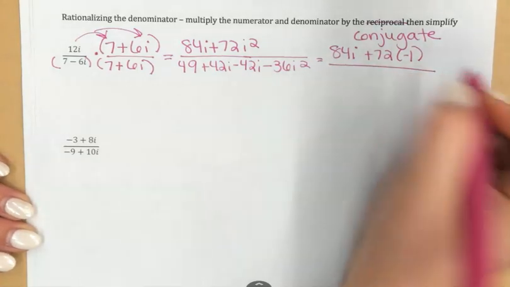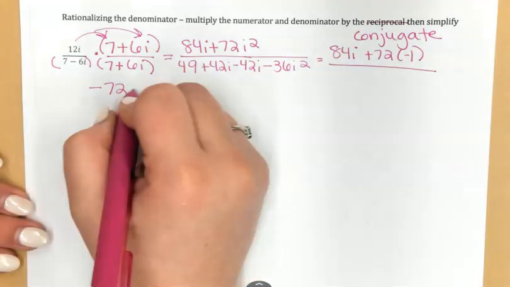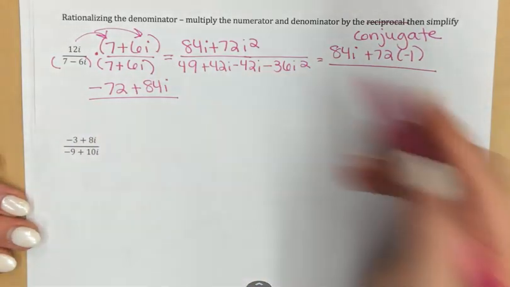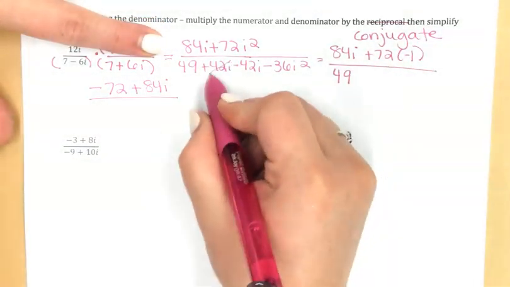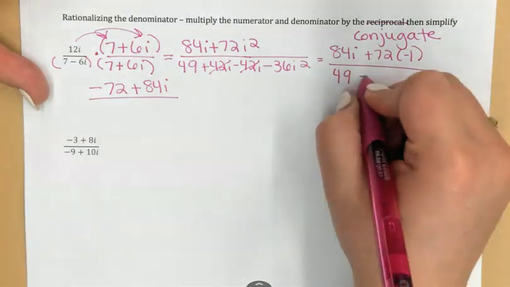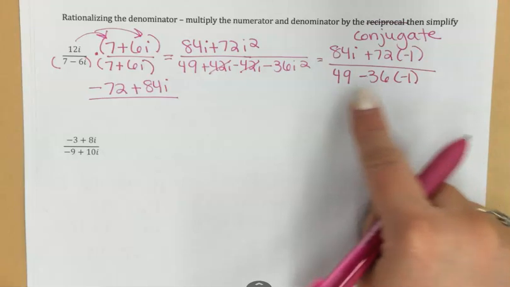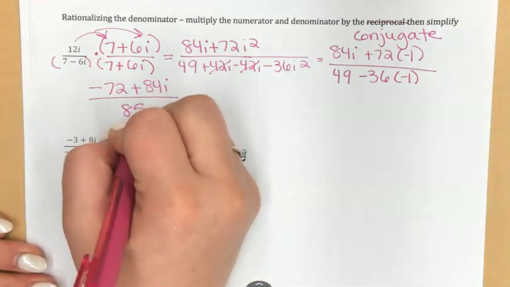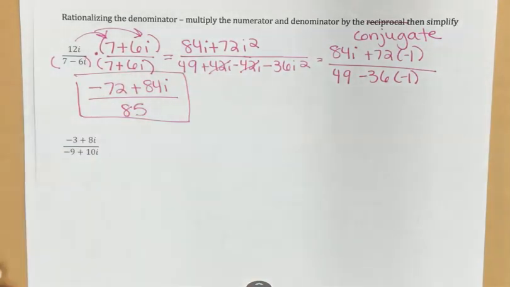So when I rewrite this as my final answer, remember your real number has to go in front. So it's going to be -72 plus 84i. Onto my denominator, I currently don't have anything to combine the 49 with. My middle terms cancel. And then I've got -36i squared, which again is -1. So this is going to become 49 plus 36, which is 85. I no longer have i in my denominator, which means I'm done. I rationalized. Let's practice this one more time.